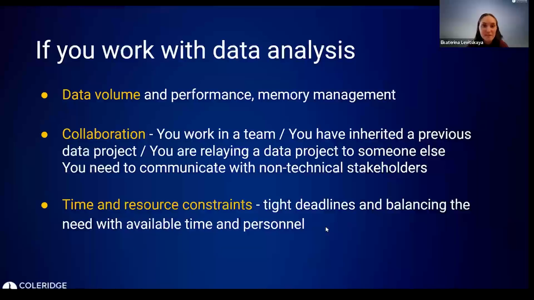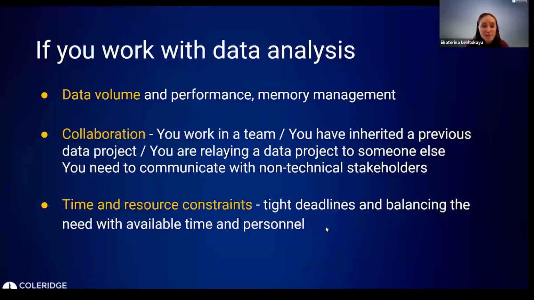And so clear documentation and the clarity of the workflow is really necessary to effectively communicate across teams, across different analysts. And we also quite often find ourselves that we need to communicate not only with our technical colleagues, but also with non-technical stakeholders to discuss, for example, decisions in the code. And finally, the challenge with time and resource constraints, that's probably also something that everyone is familiar with.